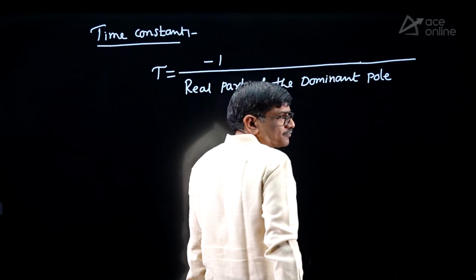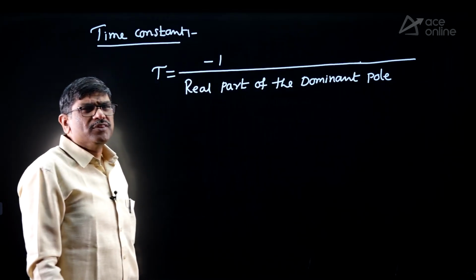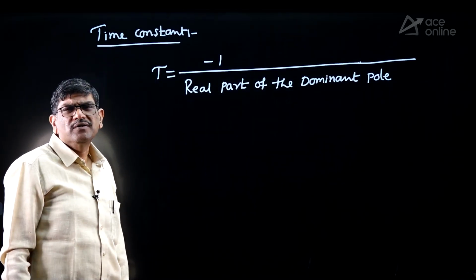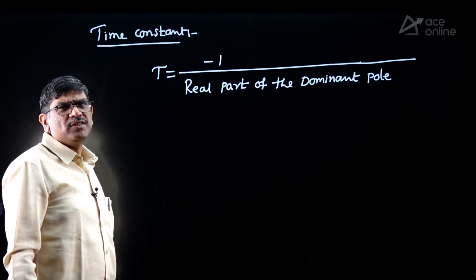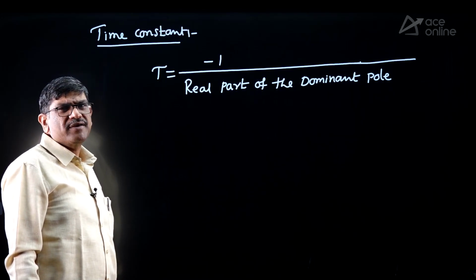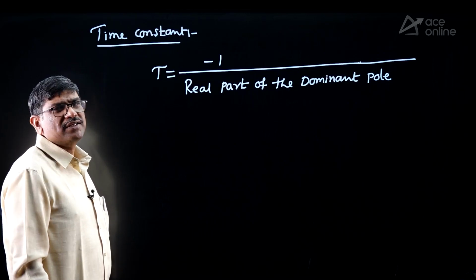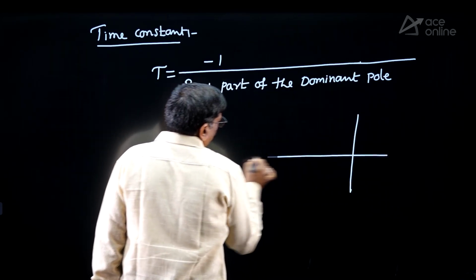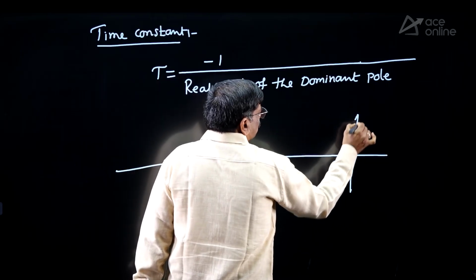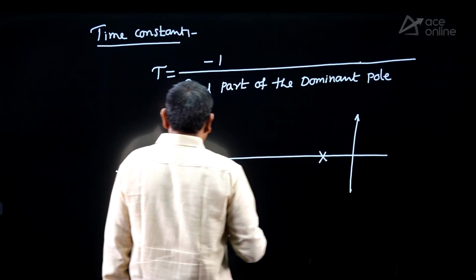What is the dominant pole? The pole which is close to the imaginary axis. An insignificant pole means the pole which lies in the leftmost side, and it should have a time constant less by 5 times. You know, na? So the pole which lies very close is called the dominant pole.